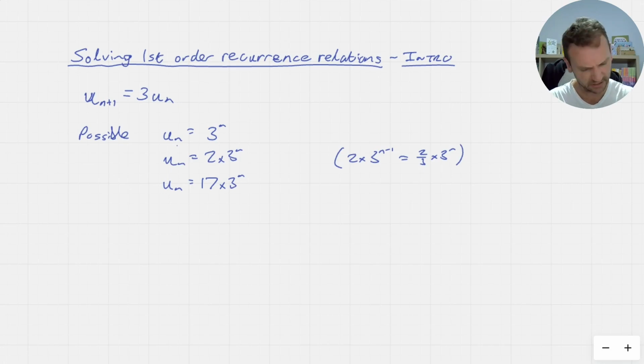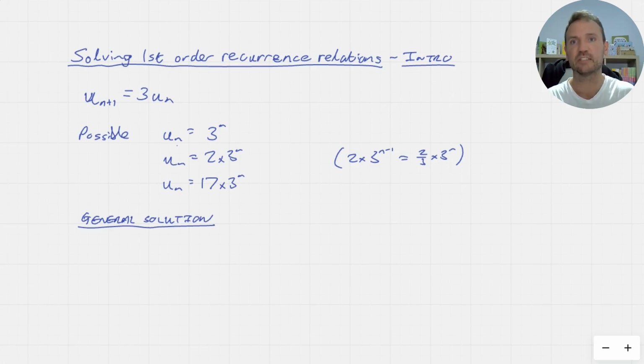So what I want to say here is that a general solution to this, and this is proper vocab that you need to know now, if you're asked for a general solution, is saying without worrying about any initial conditions such as u_1 or u_2 or u_0. So a general solution here, hopefully spotting from what we've got here, is going to be some number p times 3 to the n. And yeah, we could write it as some number times 3 to the n minus 1, but this is going to be a nicer form for us here, so we'll stick with that.